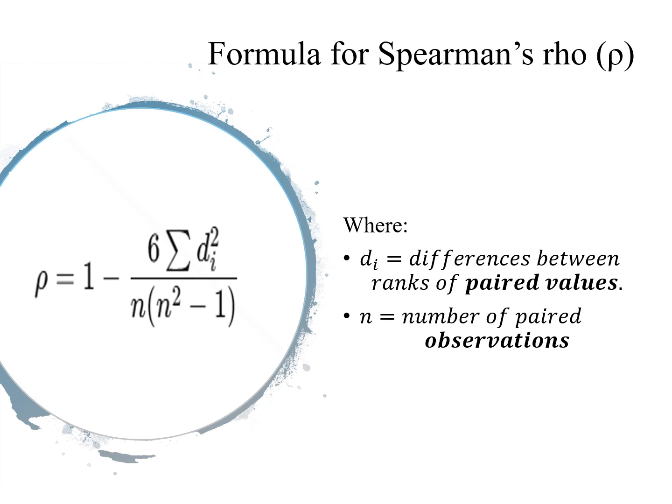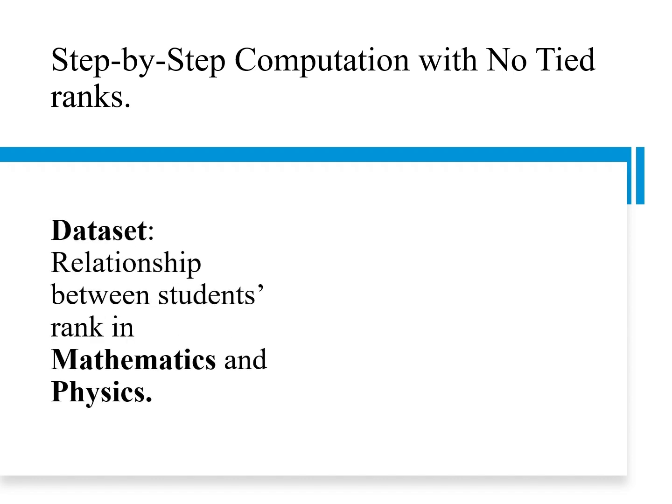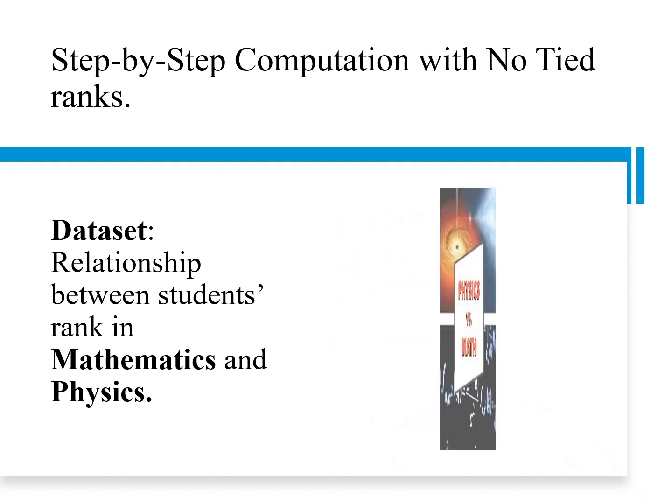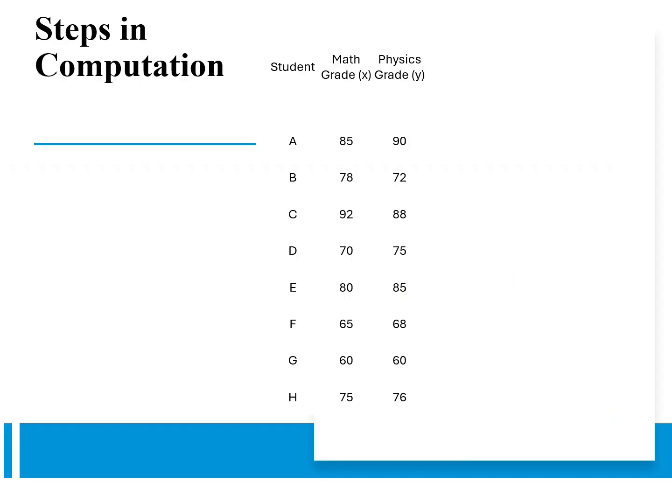Building on our understanding of Spearman's rho, let's look at a practical example of its step-by-step computation, specifically when there are no tied ranks. As shown in the slide, our data set explores the relationship between students' ranks in mathematics and physics. This slide provides a detailed breakdown of the computational steps for Spearman's rank order correlation. Using our example data set of student grades in mathematics and physics, here we see a table illustrating the process for each student from A to H.